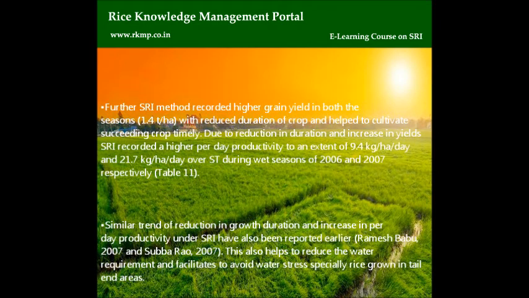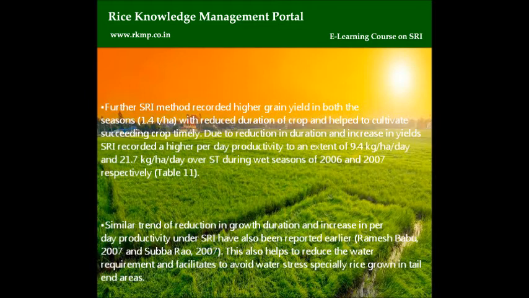Further, SRI method recorded higher grain yield in both the seasons, 1.4 tons per hectare, with reduced duration of crop, and helped to cultivate succeeding crop timely. Due to reduction in duration and increase in yields, SRI recorded a higher per day productivity to an extent of 9.4 kilograms per hectare per day and 21.7 kilograms per hectare per day over ST during wet seasons of 2006 and 2007 respectively. Table 11.